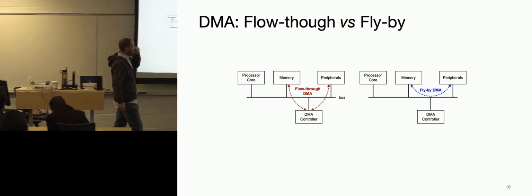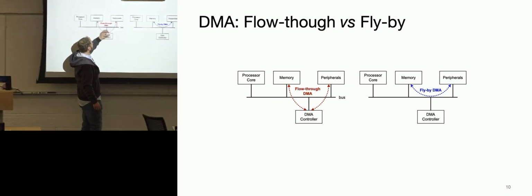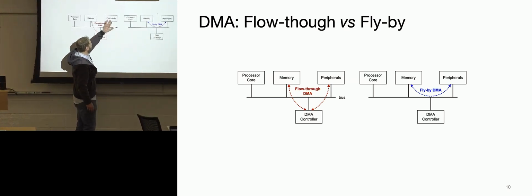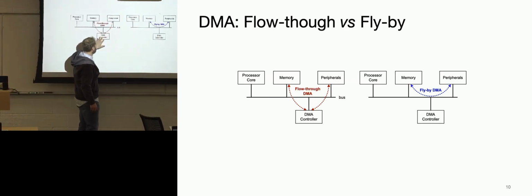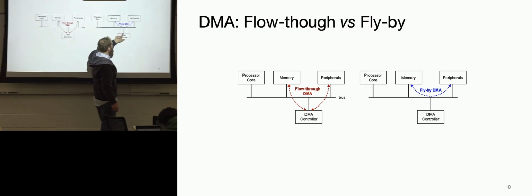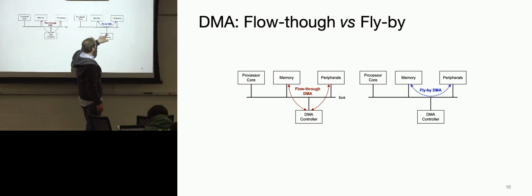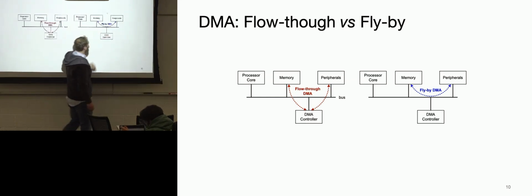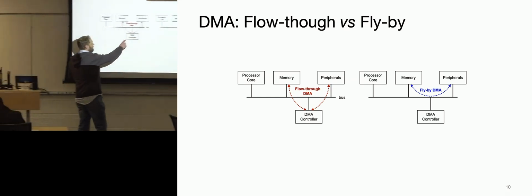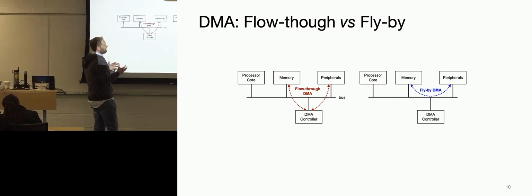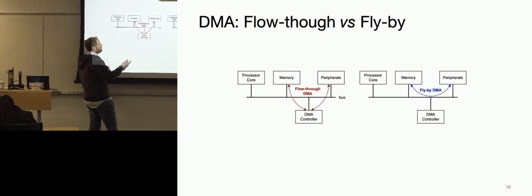And then the 2 modalities are, you can do flow through, which is data will go from the peripheral and be stored in DMA in a register, and then DMA will push it out to memory. Or DMA can set up the destination address not being the DMA itself, but being memory. And so now you can pass it through. Now, the benefit of this is that you're pretty tolerant to slow peripherals.